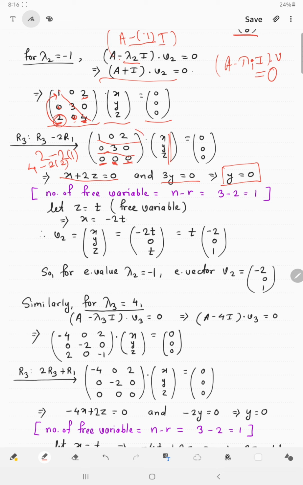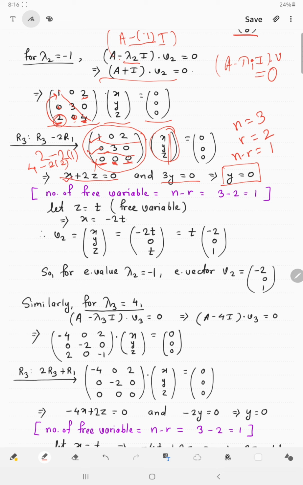Now look at this matrix. For this matrix, n is 3, the number of unknown variables x, y, z is 3. What is r? r is the rank. Rank is the number of non-zero rows. This is non-zero, this is non-zero, but this is a 0 row. So here r is 2. So n minus r, the number of free variables, is 1. So obviously the free variable is 1.